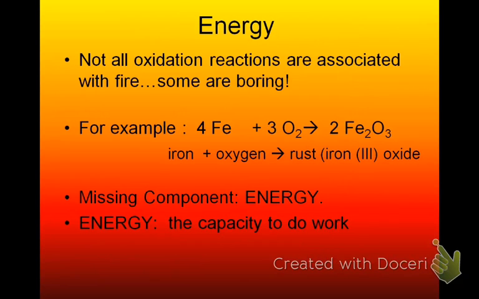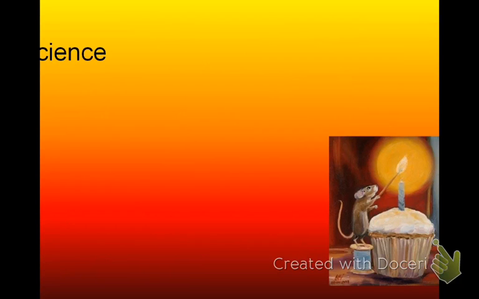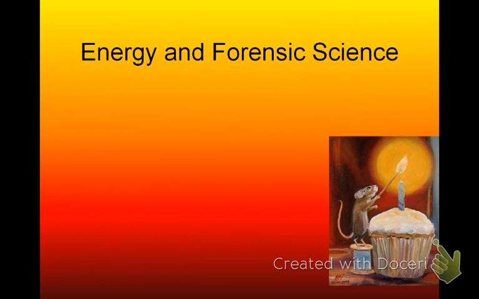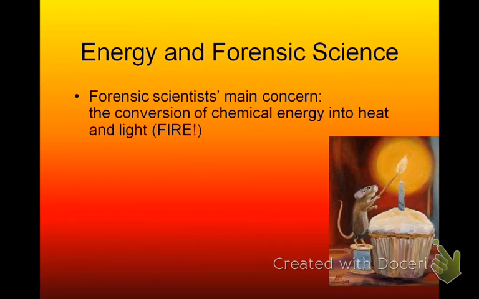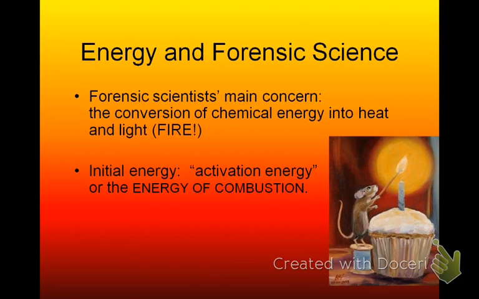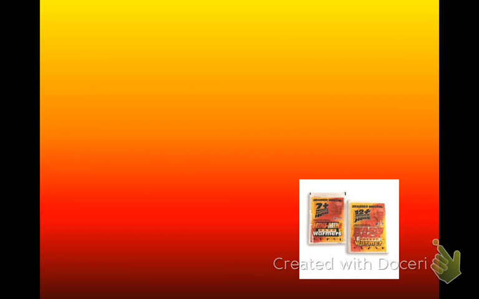Energy is the capacity to do work. This can be constructive work or destructive work. In the case of a fire, most of the time, if we're talking about a crime scene or a criminal investigation, it's a destructive form of work. The main concern of a forensic scientist or a fire investigator is fire itself. The energy of combustion is that initial energy that's required to get the fire going, the activation energy.